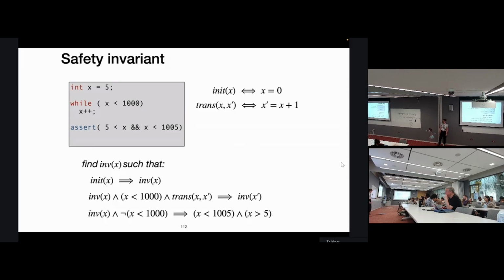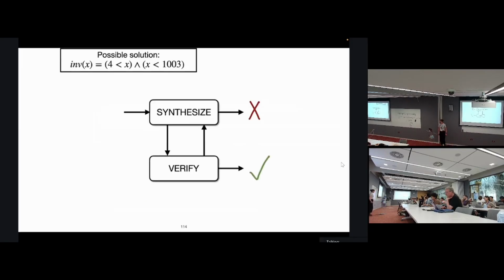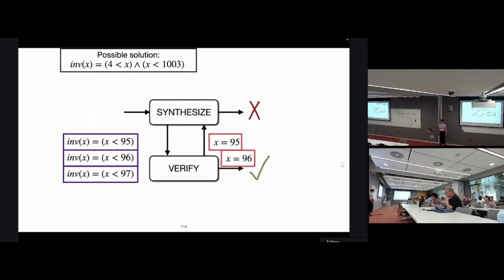I picked this, and in this case we've got the guard, which was the complaint I had before, that I didn't have the loop guard in it. So the solution to this is x must be greater than 4 and x must be less than 1003. So if we do this with CEGIS, it genuinely does this.